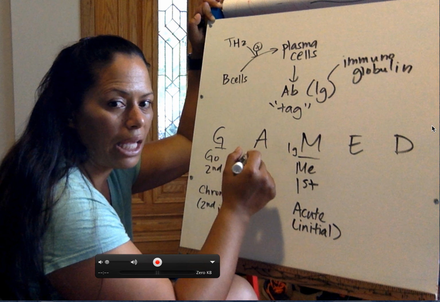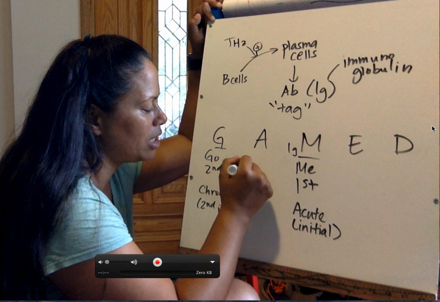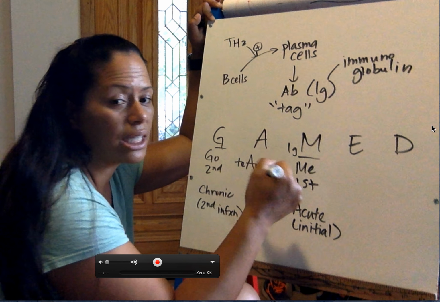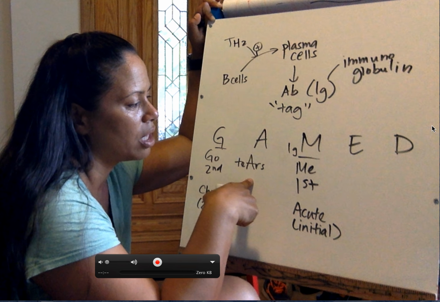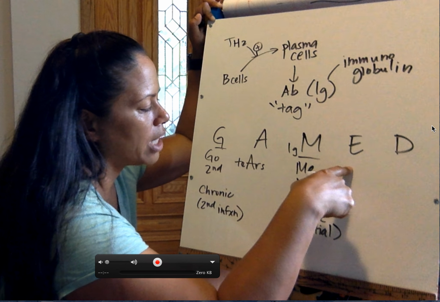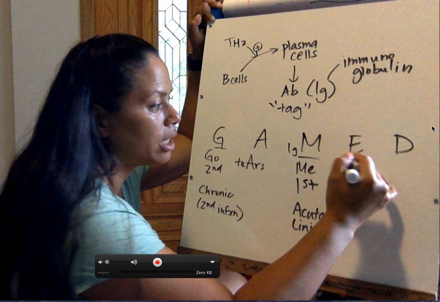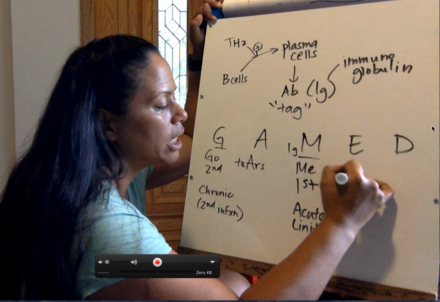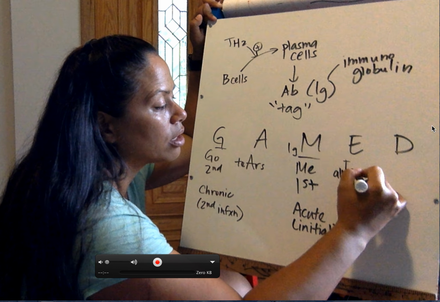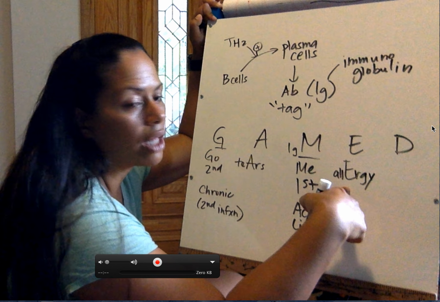And then IgA is pretty easy. It's just tears. So you see it in your tears, you see it in your secretions. And then what about IgE? Well, IgE is allergy. So you might see it with allergies.